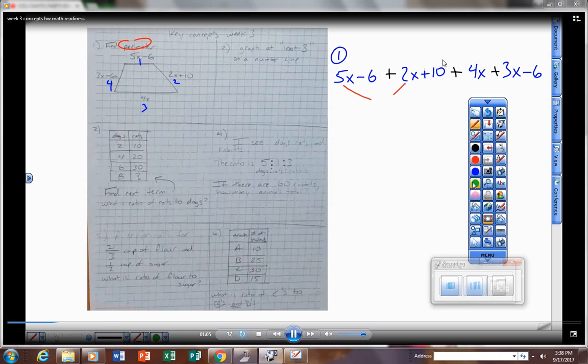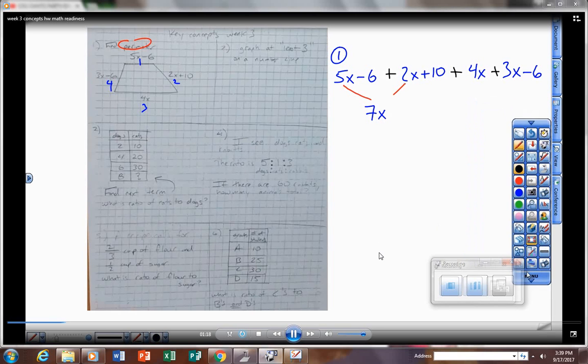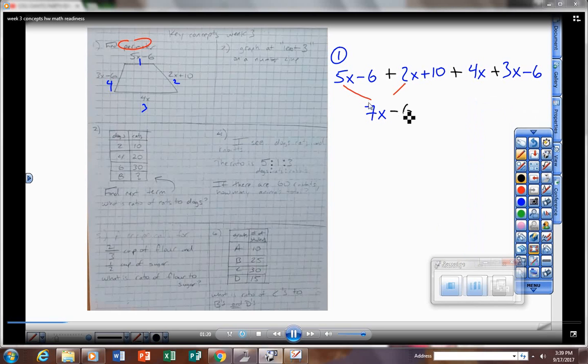So going left to right, combining like terms. Can't combine these two. These are unlike. But 5x and 2x, combine those together to get 7x. Bring everything else down as is. So 7x, the minus 6 comes down, the plus 10 comes down, the 4x comes down, the 3x comes down, minus 6, everything comes down.